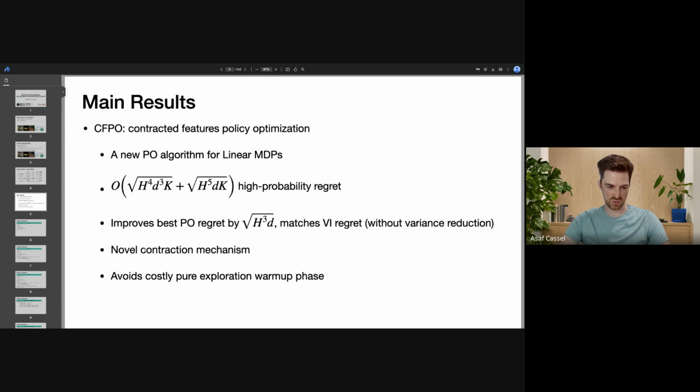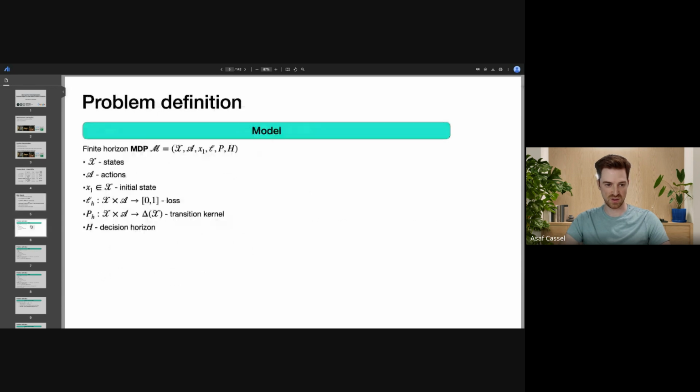And what we'll show is that we use a type of contraction mechanism, which will avoid a costly pure exploration phase that Sherman et al. needed. Right, so a bit of technicalities on the definition of the setting. I'll try and go through this relatively fast because I assume this is mostly known, but if anything's unclear, let me know.